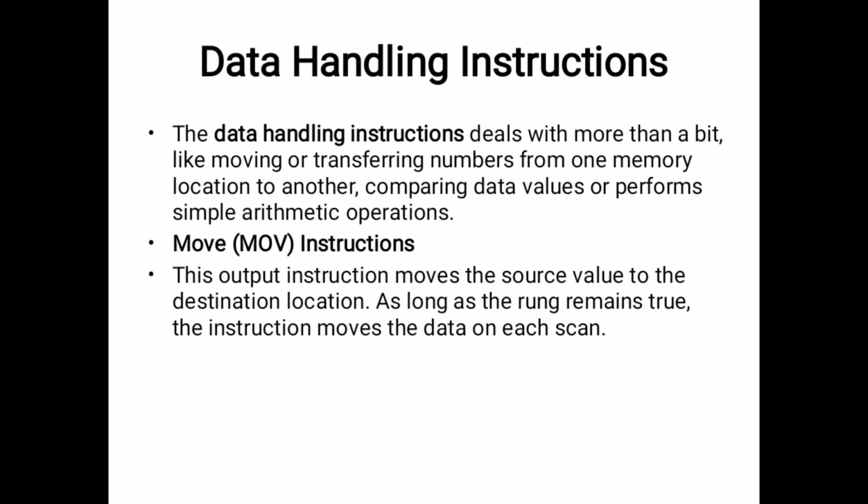Data handling instructions: suppose we want to transfer data from one address to another address. Suppose one address is N7 module slot number 0 and another address is N7 module slot number 2. We want to move the data of position 2 to position 1, then we have to use the move instruction for transferring the data. Basically, the move instruction is an output instruction which moves the source value to the destination location. So it can move data to other locations.